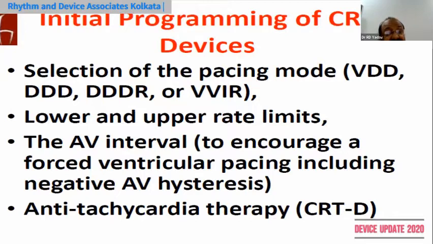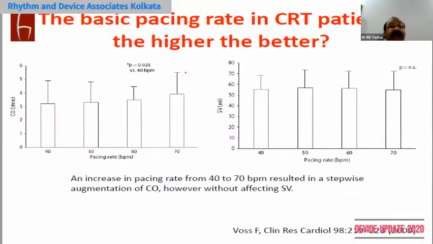Apart from that, AV interval, the main optimization in AV interval is the negative AV hysteresis; how you use negative AV hysteresis is the key. And those patients who are on CRT-D and have a history of tachycardia, ATP prevents the deterioration of the myocardium. And the basic pacing rate in a CRT patient should be higher, the better.